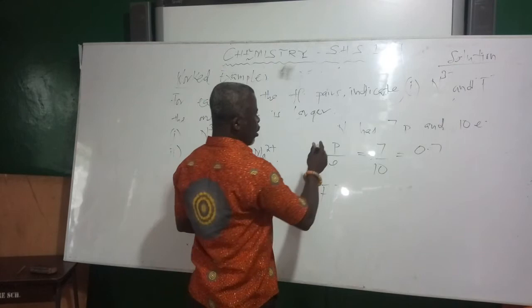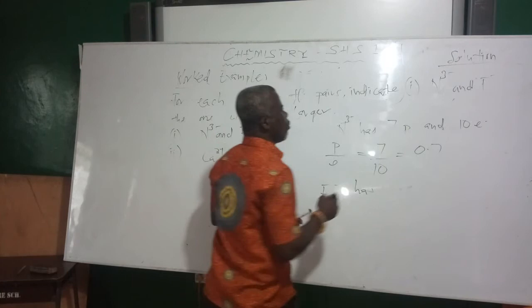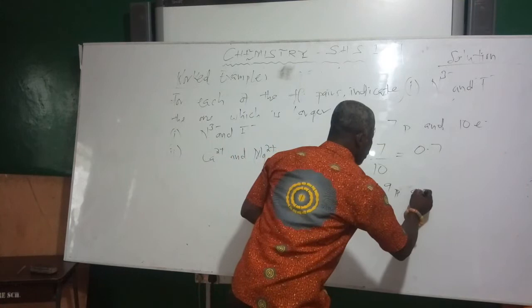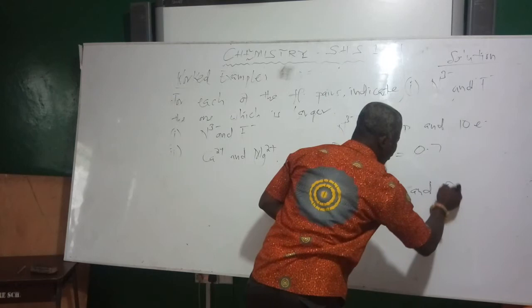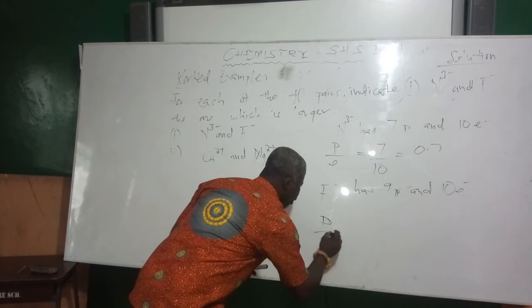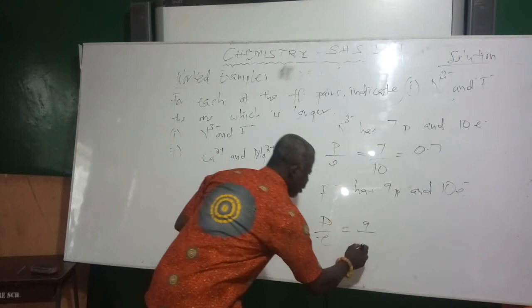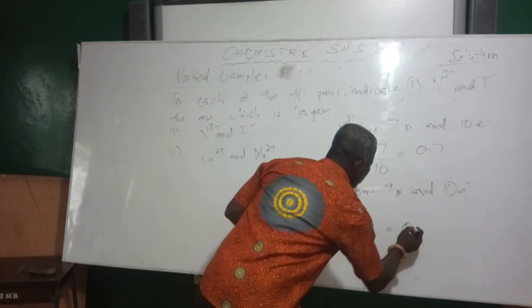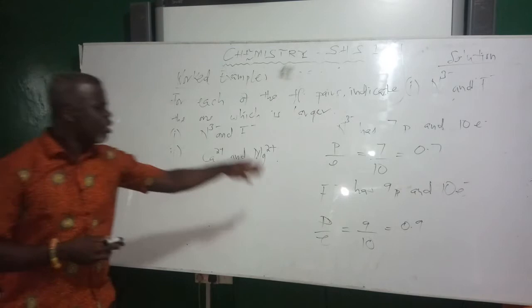Let's look at the fluoride, F minus. It has 9 protons, and now we have minus 1, that means that it has gained 1 electron, so 10 electrons. So the proton-electron ratio is going to give us 9/10, which is equal to 0.9. And we say that the larger the proton-electron ratio, the larger the effective nuclear charge, and the smaller the size.